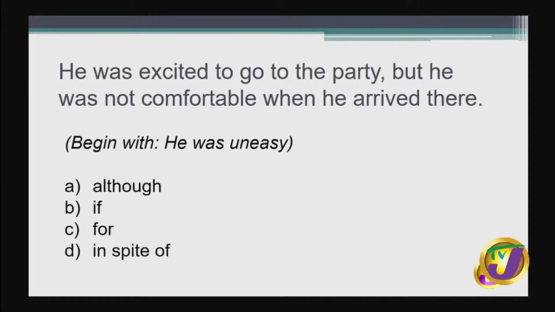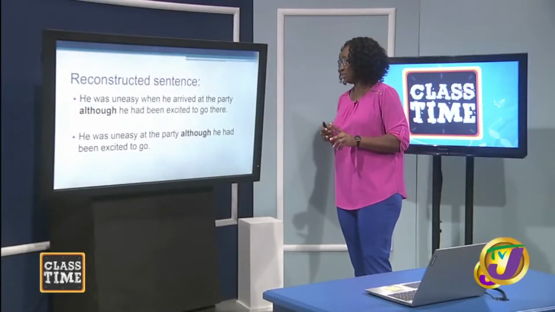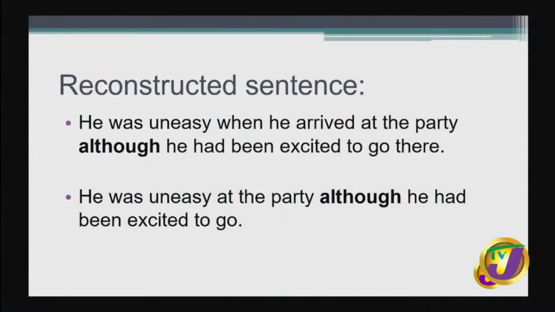something about being at the party, although he had been excited in the beginning. So here is what your reconstructed sentence could look like. You have two ways you could have done it. So you could have said he was uneasy when he arrived at the party, although he had been excited to go there. Or you could say he was uneasy at the party, although he had been excited to go.